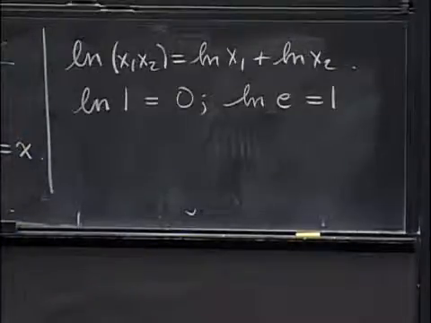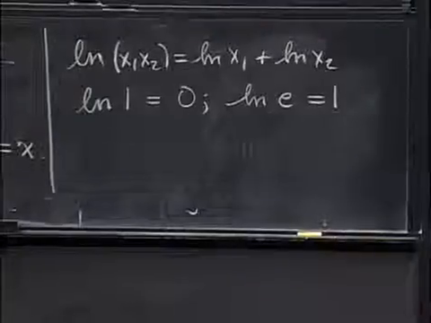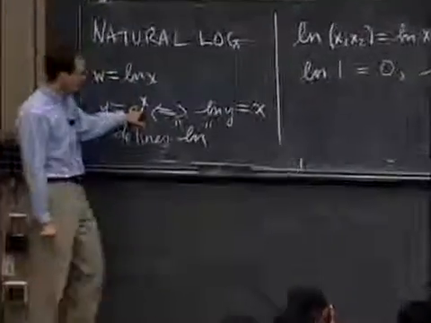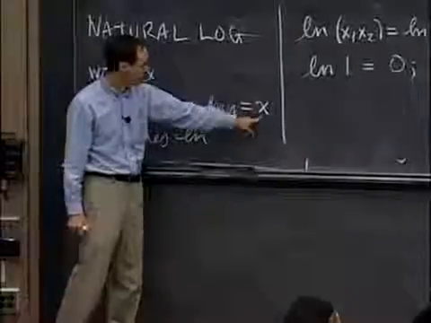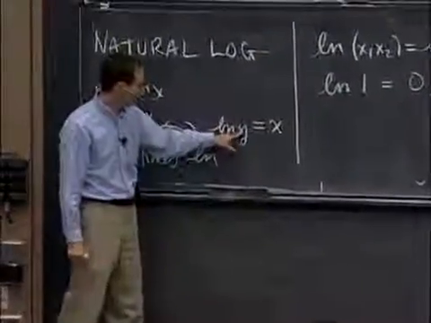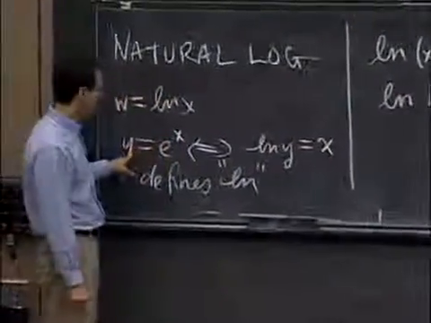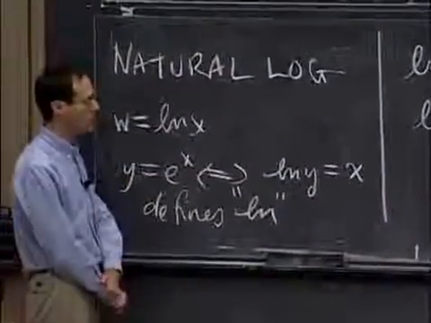All right? So these correspond to the inverse relationships here. If I plug in x equals 0 and x equals 1, I get the corresponding numbers here, y equals 1 and y equals e.